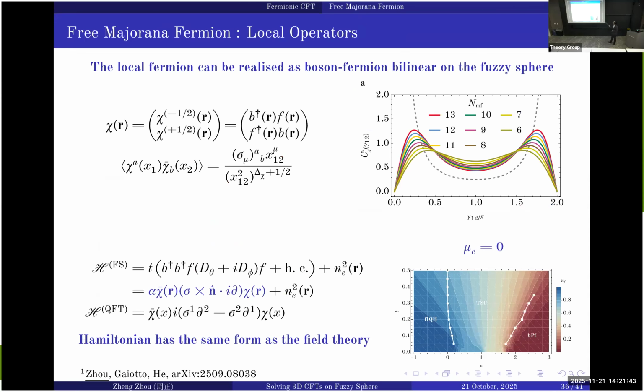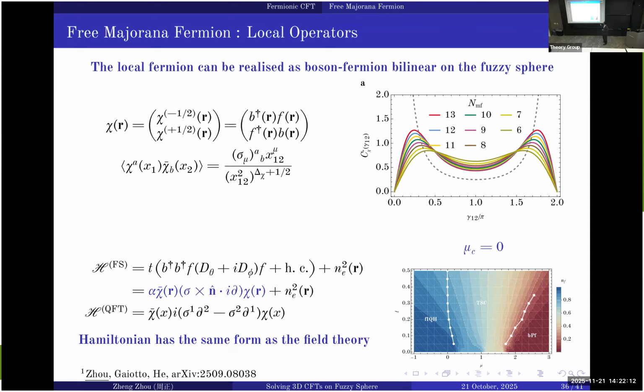So the local fermions are realized as the boson-fermion bilinears on the fuzzy sphere. We can write the 2-component spinor of the Majorana fermion as one component B dagger F and the other F dagger B. And the form of its correlators is fixed, which is indeed verified numerically on the fuzzy sphere.